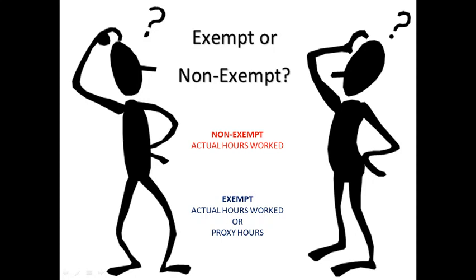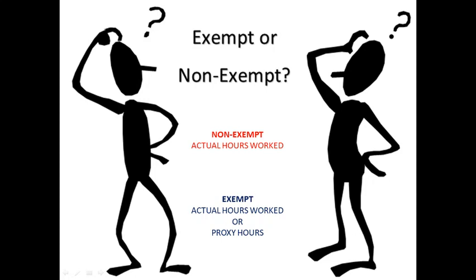For FLSA exempt employees, employers have the option to either report actual hours worked by the exempt employees if the employer already maintains accurate records of this information, or report a proxy of 40 hours per week for full-time exempt employees and 20 hours per week for part-time exempt employees, multiplied by the number of weeks the employees were employed during the EEO-1 reporting year.